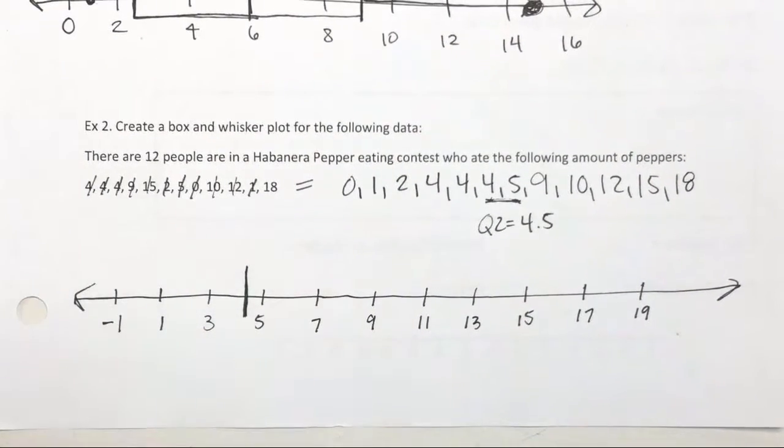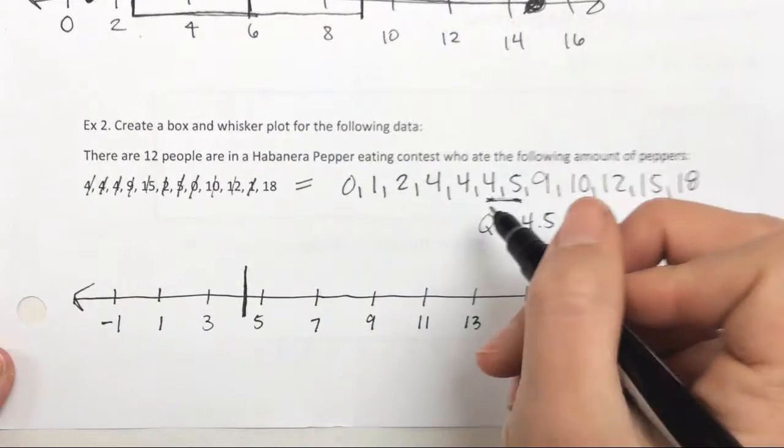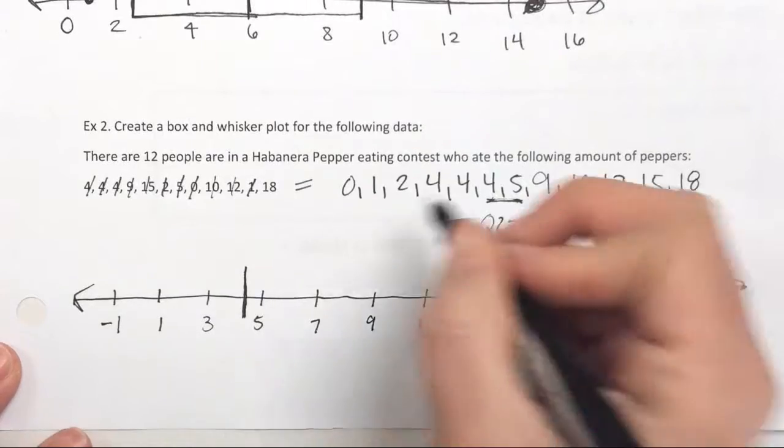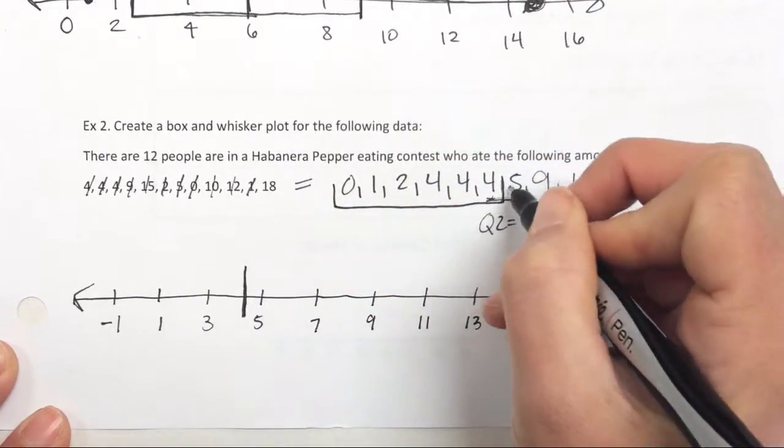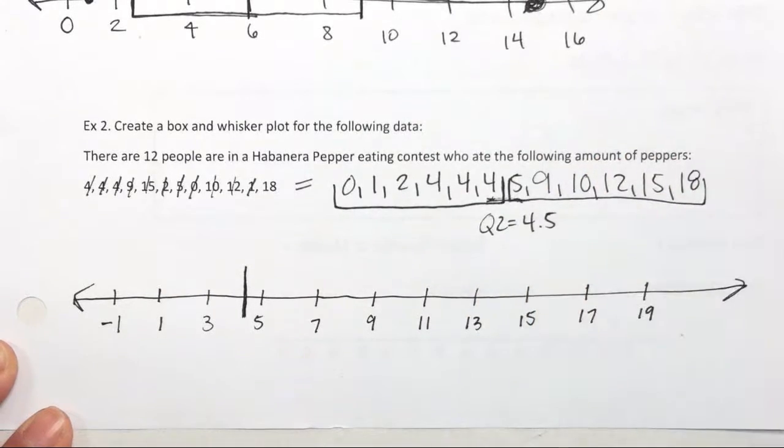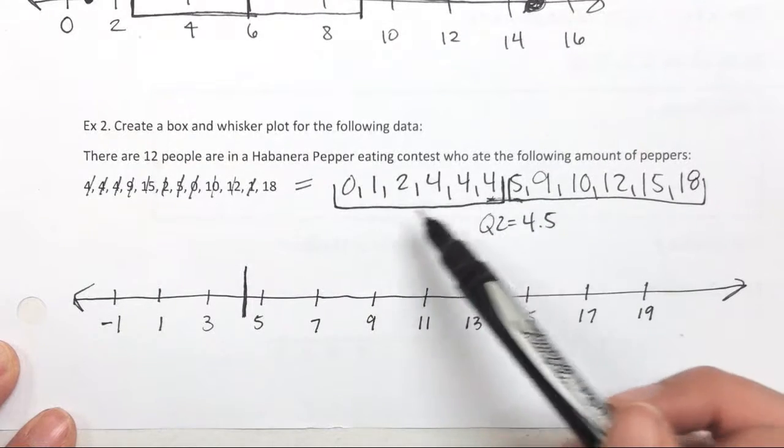And remember, if there's not a number directly in the middle, when we split them off into groups, we split the 4 and 5 with each group, right? So what I mean is this is one group. This is the lower half. This is the upper half. Alright, for our lower half, is there a number directly in the middle?